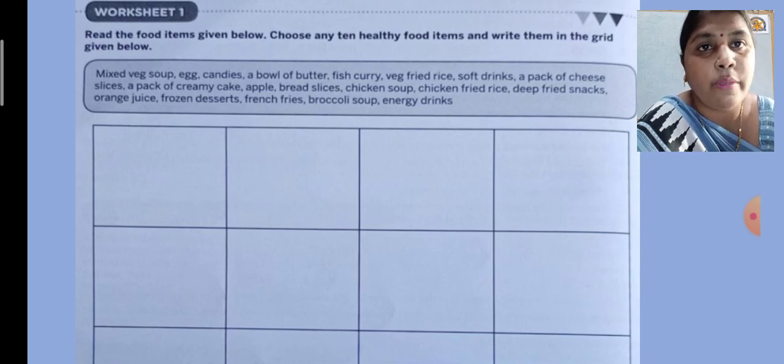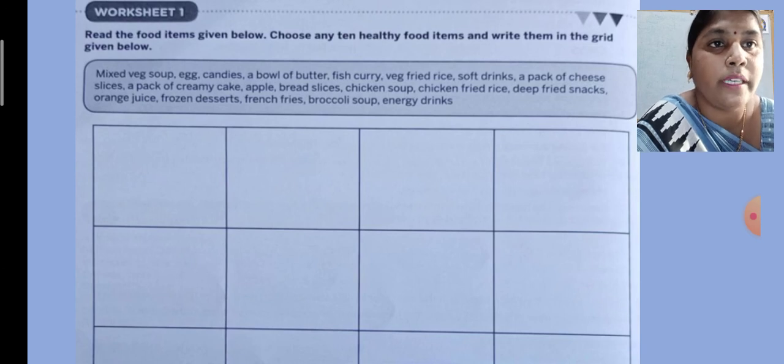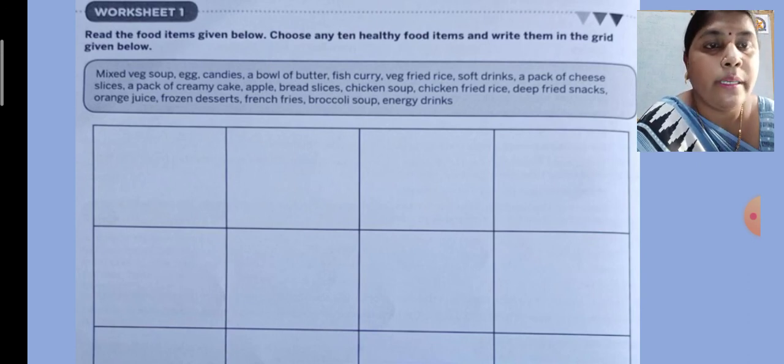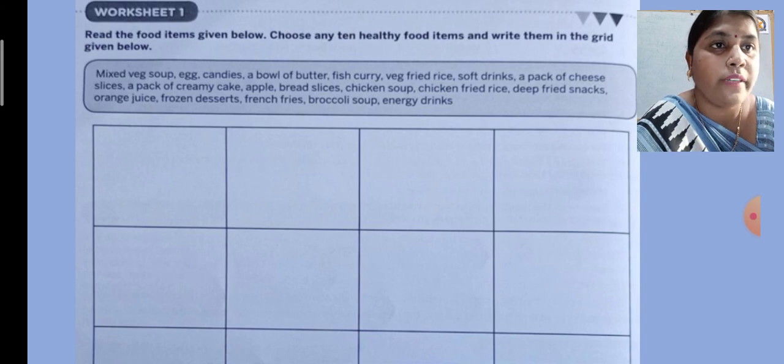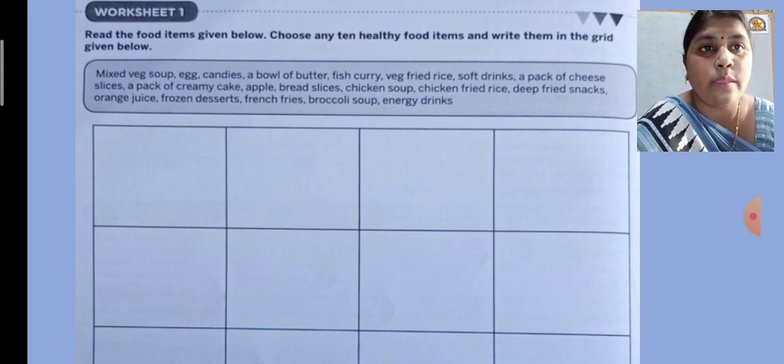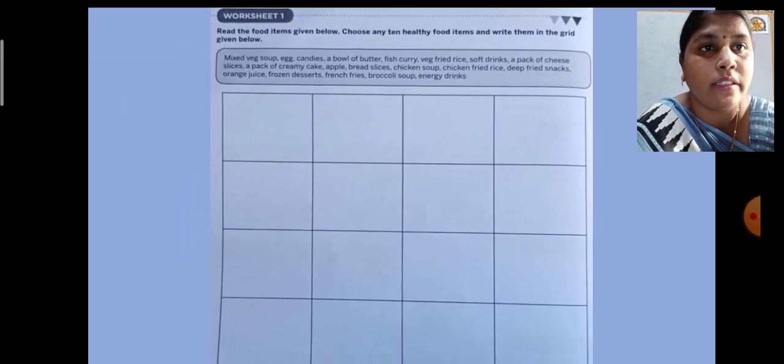Okay, so see number 1: mix veg soup, egg, candies, a bowl of butter, fish curry, veg fried rice, soft drinks, a pack of cheese slices, a pack of creamy cake, apple, bread slices, chicken soup, chicken fried rice, deep fried snacks, orange juice, frozen desserts, french fries, broccoli soup, energy drink. These are the different names of dishes. So you have to select 10 healthy dishes, and then write them in one grid.